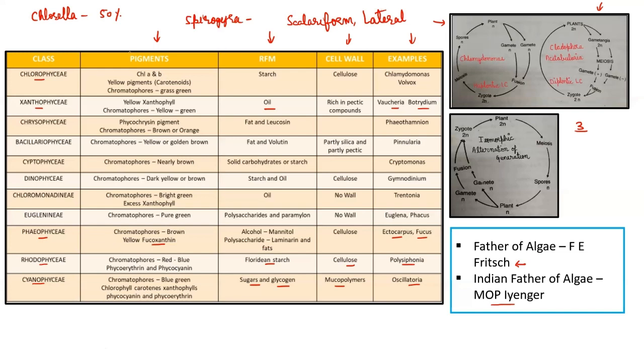Then, bioluminescence is also observed. Bioluminescence is observed in noctiluca. That is phenomenon of emission of light. It is seen in dinoflagellates.